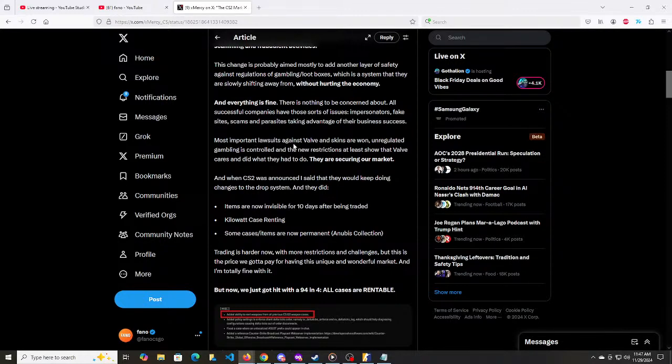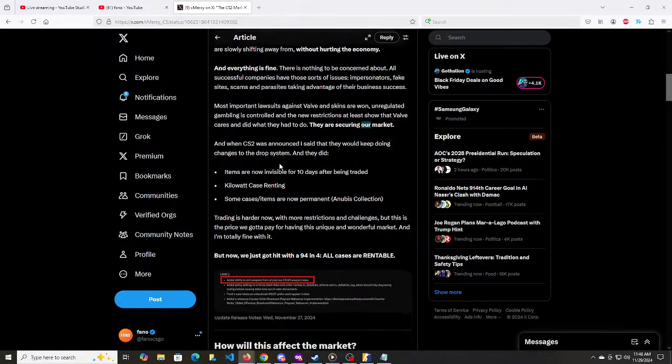Most important, lawsuits against Valve and skins are won. Unregulated gambling is controlled, and the new restrictions at least show that Valve cares and did what they had to do. They are securing our market, and I'm gonna say that our is the wrong word. They are securing their market because this is their market. They completely have full monopoly over their market. We don't own skins. They do. You know, we're a proxy in that way.